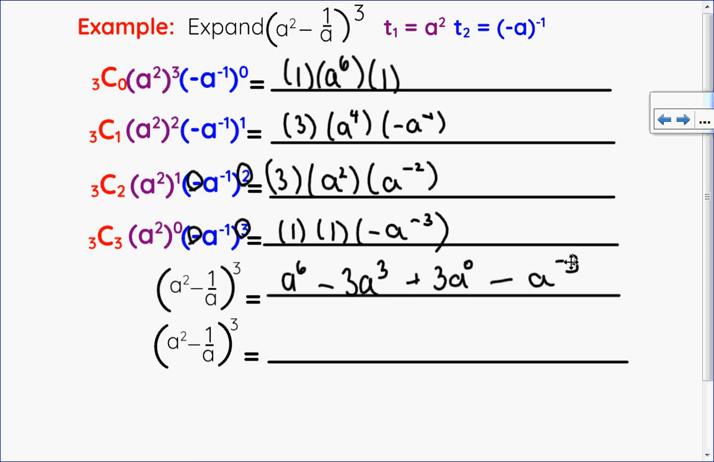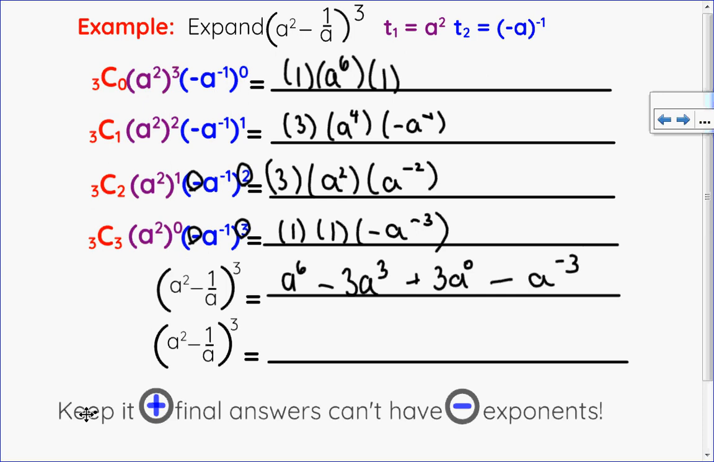Now, before I write my final answer, I need to remind myself that I always want to keep it positive. So final answers can't have negative exponents. So these are all in descending powers of a, which is great. But what I'm going to do is write it as a exponent 6 minus 3a cubed plus 3. You don't need a to the 0, means there is no a. Minus 1 over a cubed. And now that is positive.